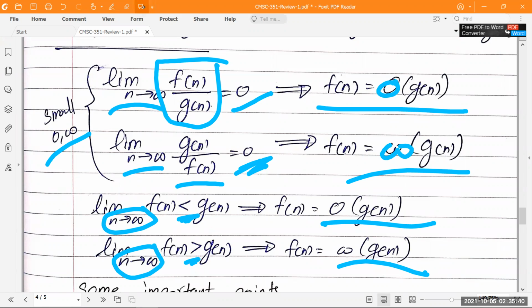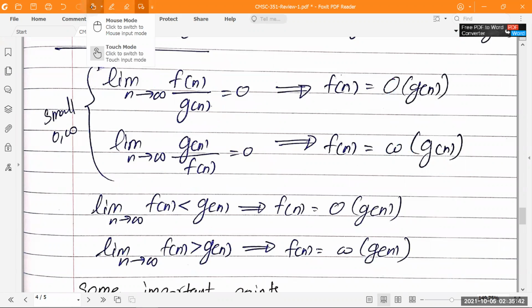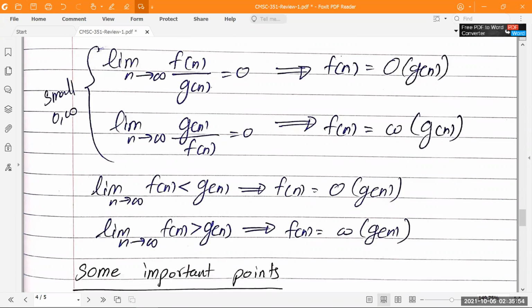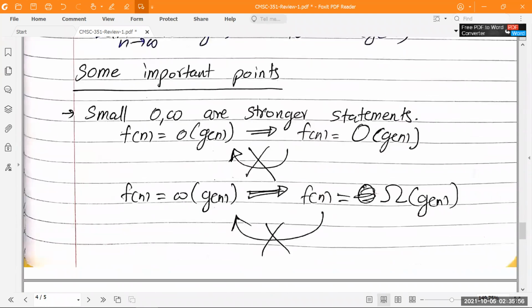One of the important things to see here is you didn't have the equal sign. Earlier we had the equal sign in big O and big omega. In small omega and small o, we don't have the equal sign. That's an important point.